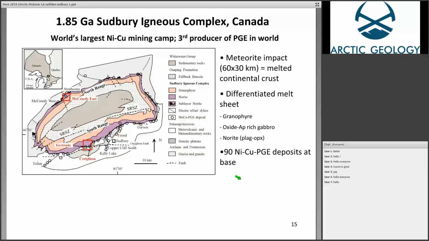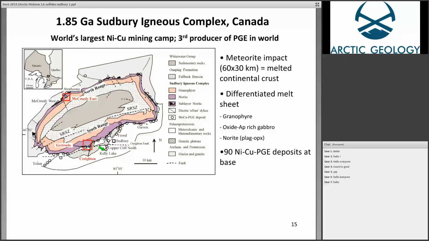For those who are not so familiar with the Sudbury Igneous Complex, it's the world's largest nickel-copper mining camp. You can see the round circles here, essentially each one a mine. There are over 90 nickel-copper-PGE deposits in this elliptical structure. It's the third producer of PGE in the world, even though PGE are a byproduct. There's just so much ore that it produces a lot of PGE.